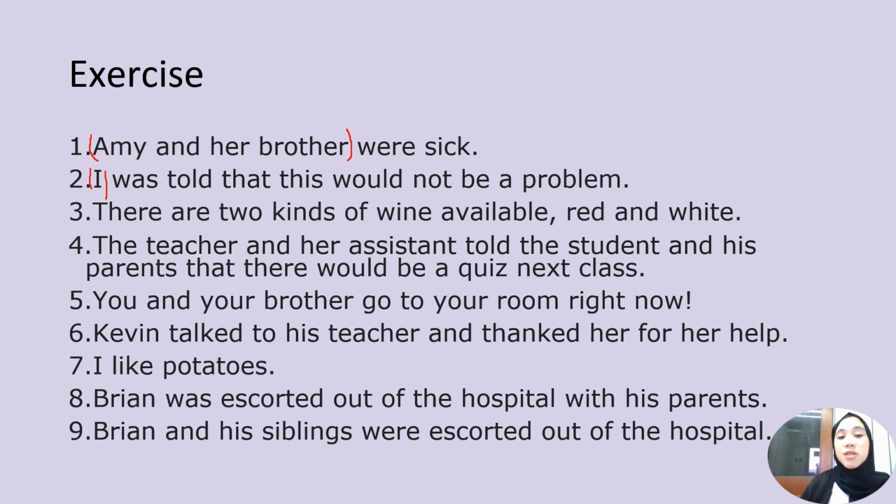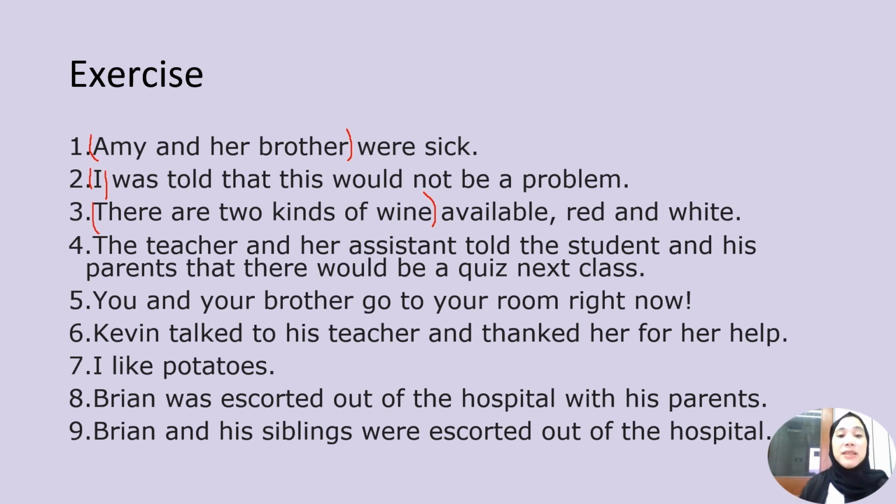Number 3, there are 2 kinds of wine available, red and white. Now you have to ask yourself, what is the sentence about? It is about the wine. So there are 2 kinds of wine, that is the subject. So what about the wine? They are available in red and white. So available in red and white is the predicate.